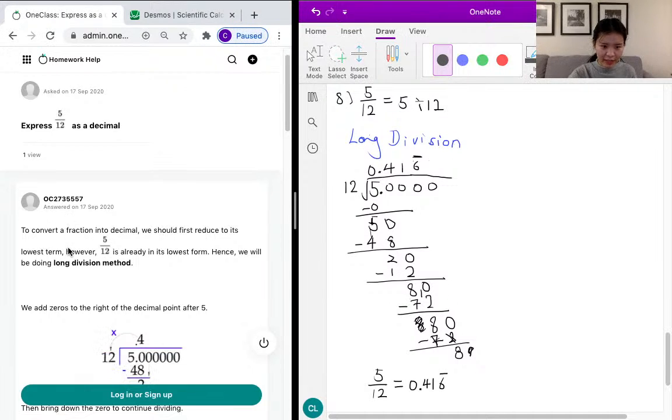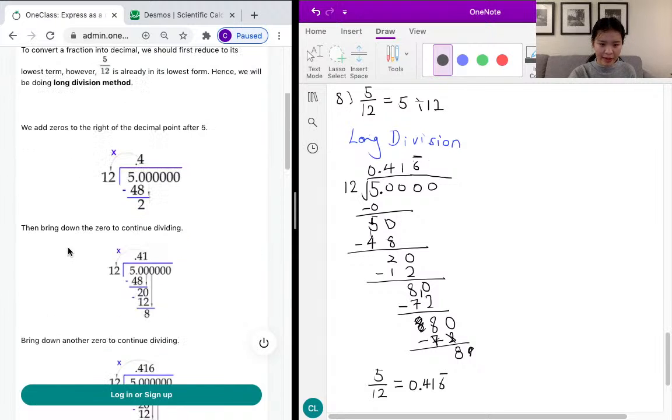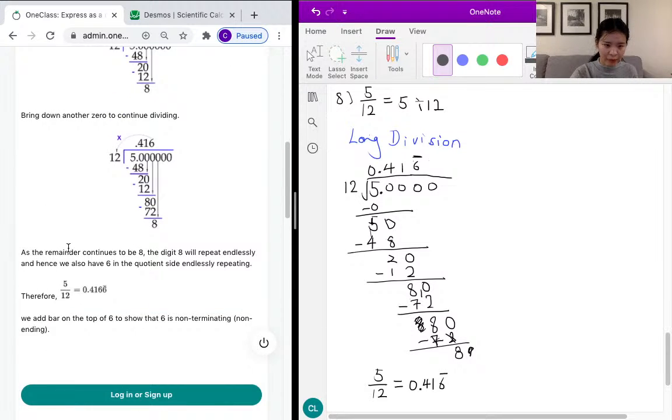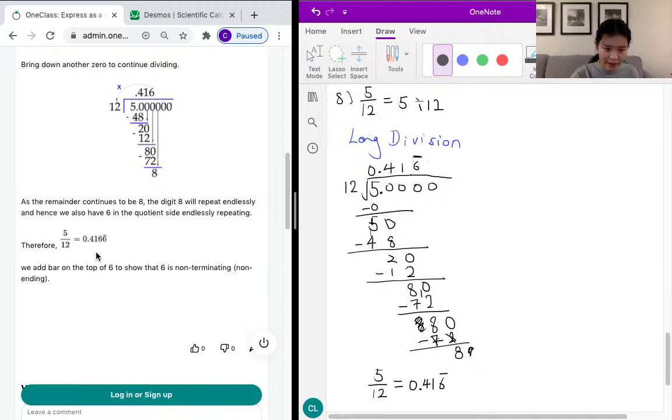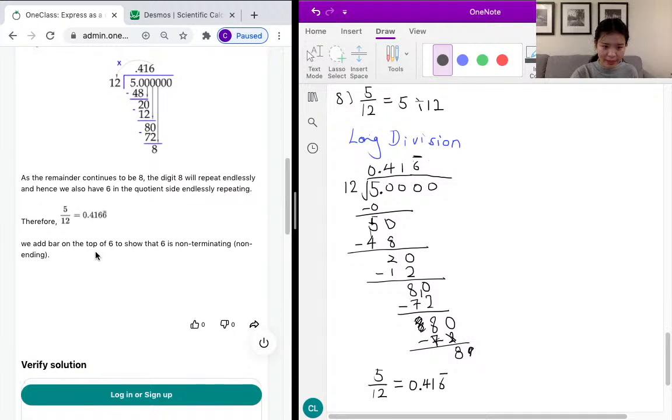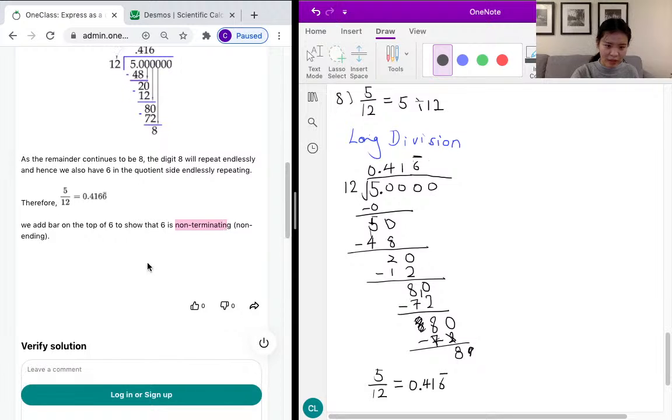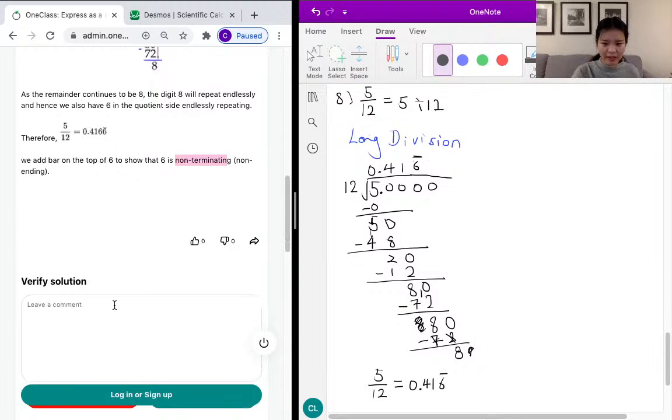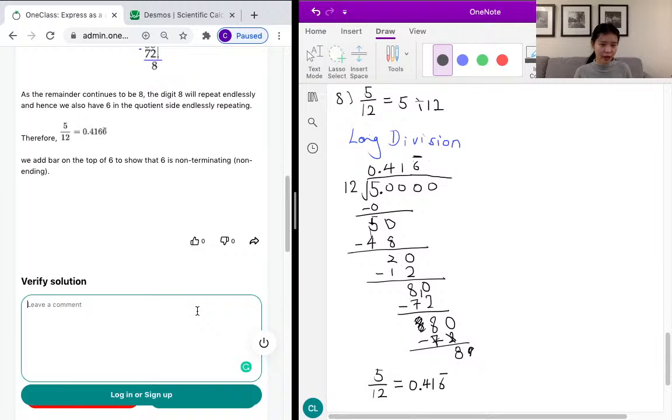In the sample solution, they also use the long division method because that would be the most straightforward method. And yes, they also had 0.416 repeating, where the 6 is non-terminating. They could have just put the bar on the first 6 over here, but I guess putting it on the other 6 is also okay. It's also correct, but it's not the convention, because conventionally we just put the bar on top of the first 6.